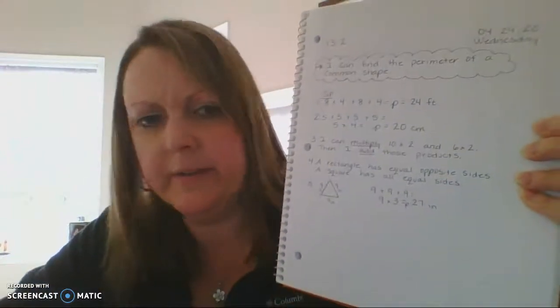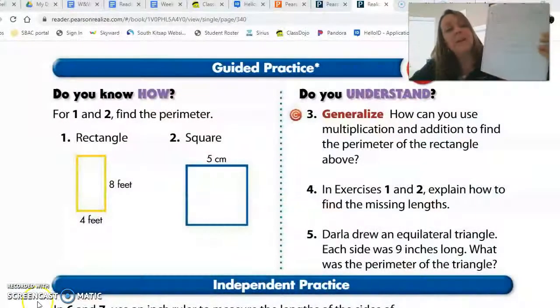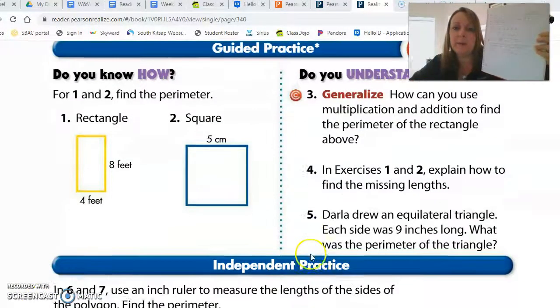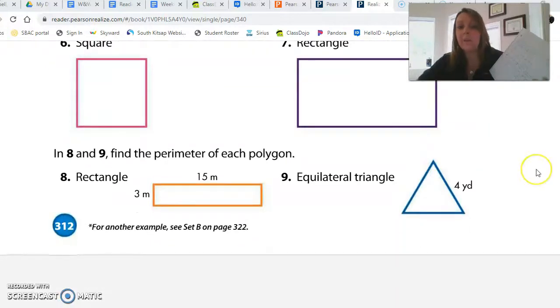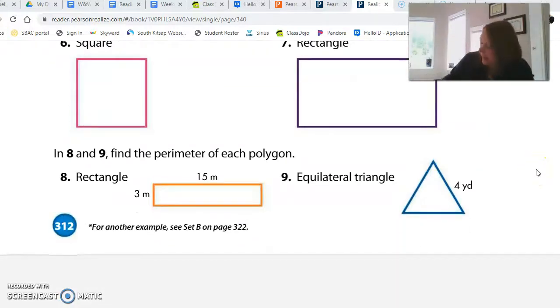Good job today, you guys. I'm so impressed. Now, when we come down to the independent practice, because I didn't know we were going to be out of school for so long, I actually don't have a ruler with me. And these ones want me to measure them and then find out the perimeter. So if you have a ruler, go ahead and do that. But I'm going to skip down to number 8 and 9, and I'm just going to do those with you.